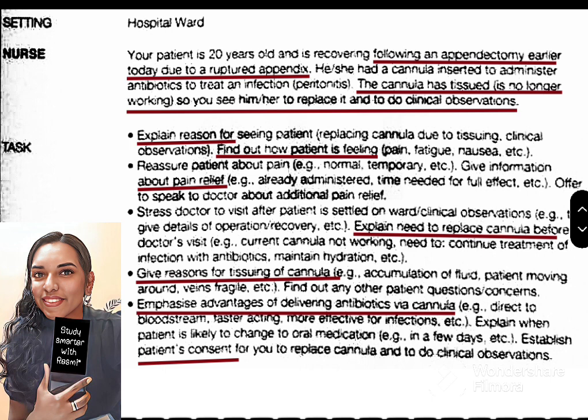Then the next task will be, emphasize the advantage of delivering antibiotics through cannula, direct to bloodstream, faster acting, more effective for infection. Explain when the patient is likely to be changed to oral medication in a few days. Establish the patient's consent for you to replace the cannula and to do clinical observation. Actually, they have given many subtasks. So how can you handle all these questions? We already asked, do you have anything to be clarified?